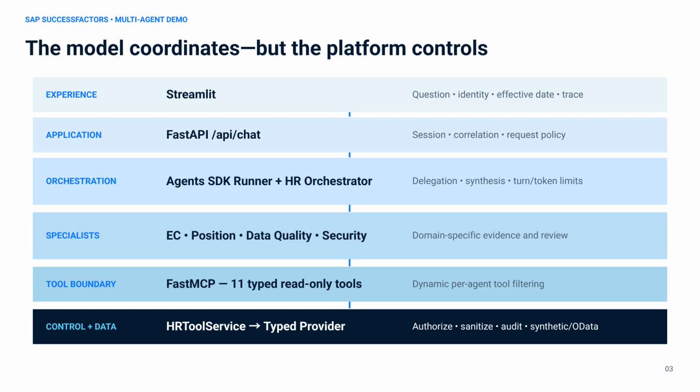Below MCP is the HR tool service. This is one of the most important security components in the architecture. It verifies authorization, applies employee population restrictions, limits results, removes prohibited fields, and records safe audit information. The final layer is the typed data provider. The prototype currently uses a synthetic mock provider. However, the provider interface creates a controlled integration point for a future SuccessFactors OData V2 connection. This separation is important because the orchestration model can evolve without weakening the underlying authorization and data access controls.